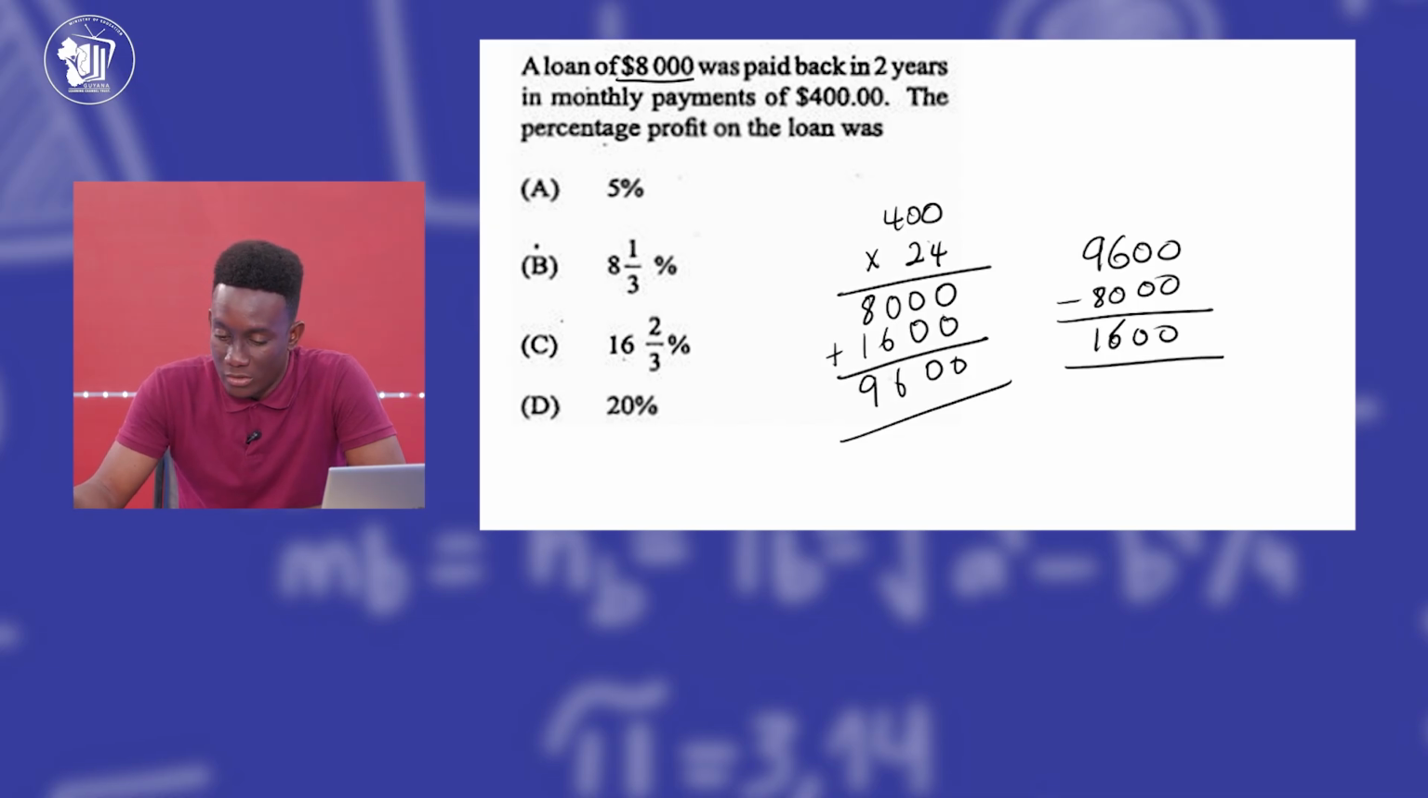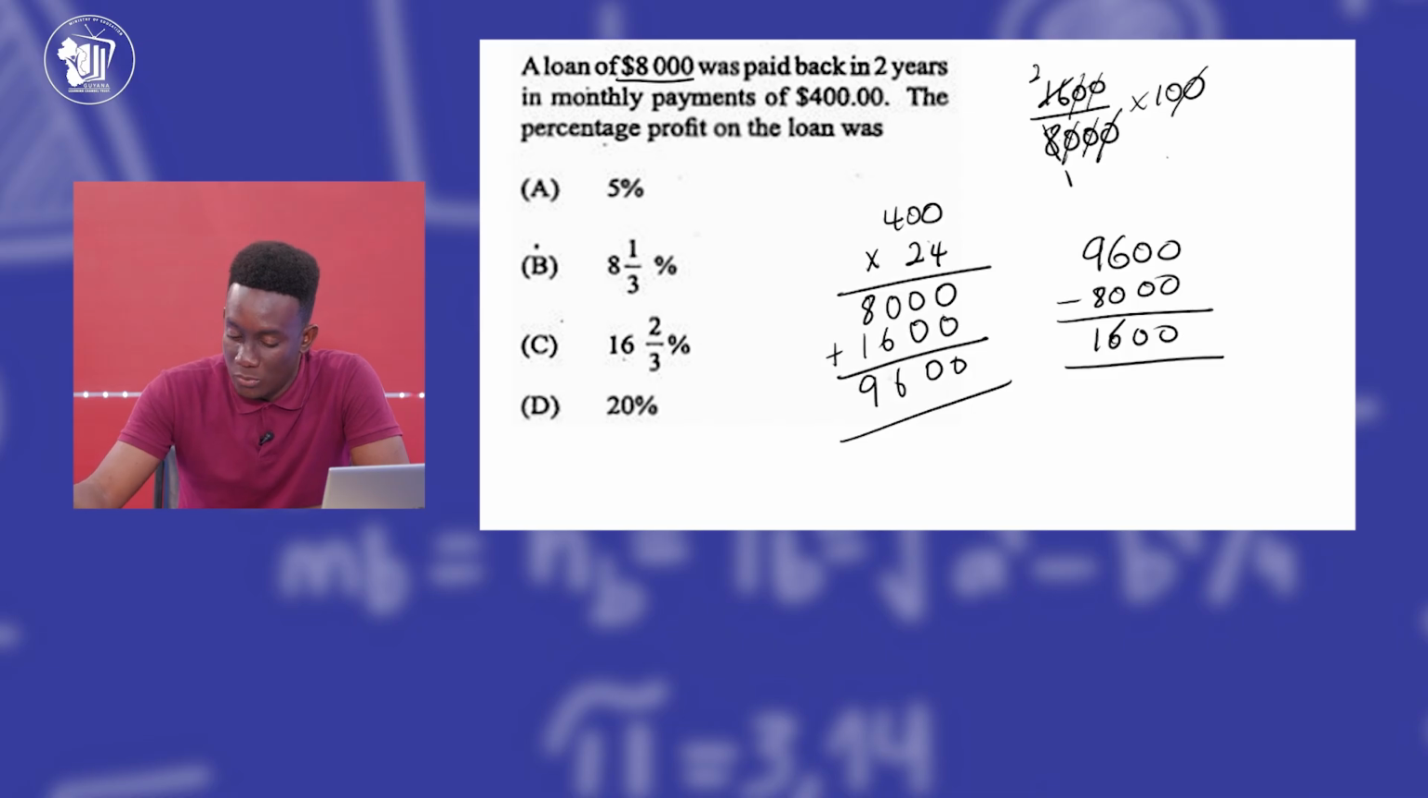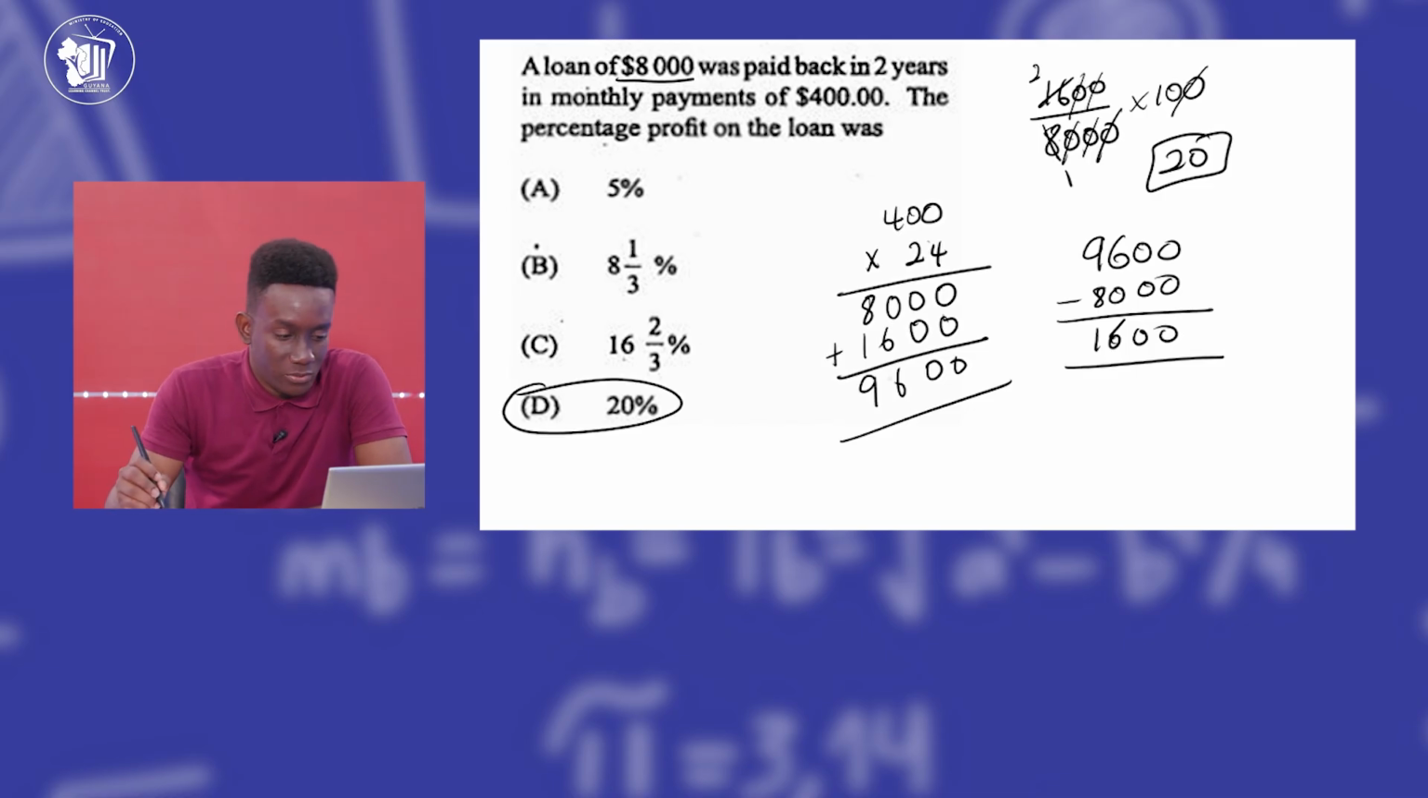So the profit on the loan was $1,600 over $8,000, which was the initial loan, multiplied by 100, and this will give us the percentage. So this 0 will go with that 0, this 0 will go with that 0, this 0 will go with that 0, and 8 ones, 8, 8 into 16 twos. So 2 times 10 would be 20. So the percentage profit on the loan was 20%, which is D.